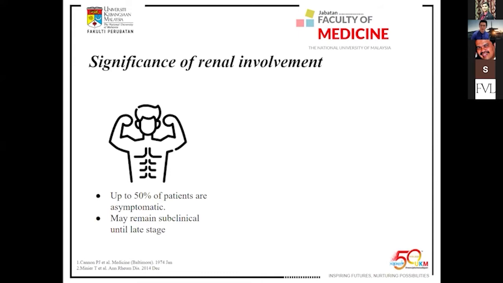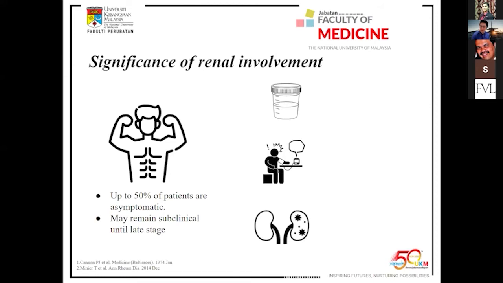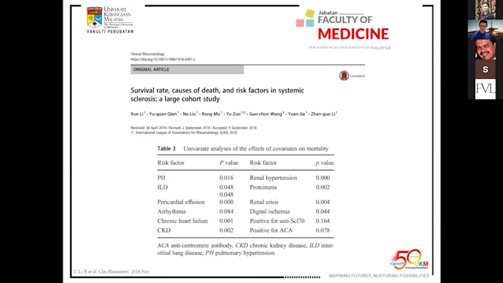So what is the significance of renal involvement? All of us have to understand that up to 50% of our patients are actually asymptomatic, but if you screen their urine, they have proteinuria, and if you check their blood pressure, they might be hypertensive, and they might have an isolated reduced renal function. All of this is very dangerous because they can remain subclinical until a very late stage of the disease.